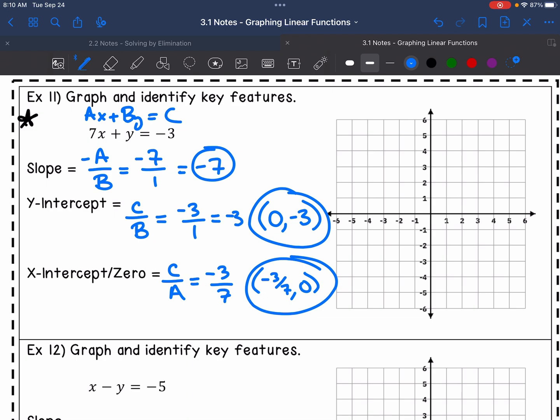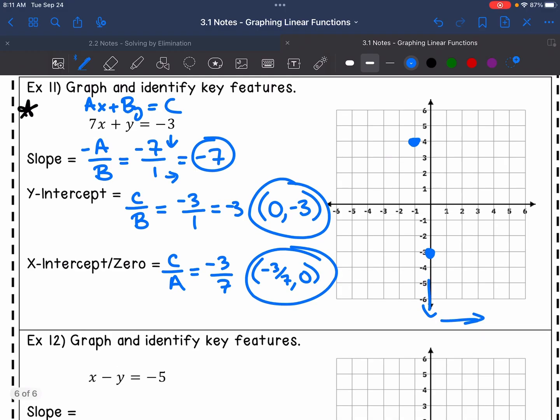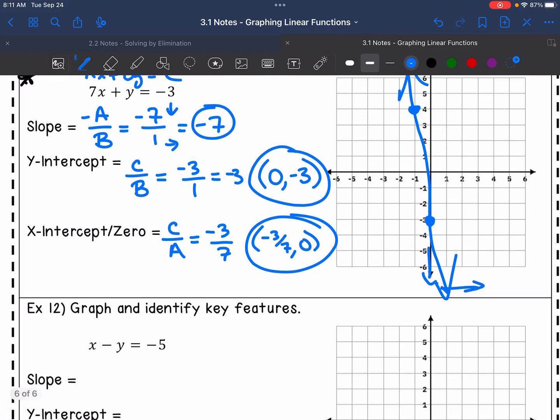All right, so to go through and graph, we can graph our y-intercept at 0, negative 3. And then our slope is going down 7, right 1. I do not have enough room for that to happen, so I'm going to go backwards. I'm going to go up 7 and left 1. And then those are the only two dots I can fit. And then I draw my line through my points.